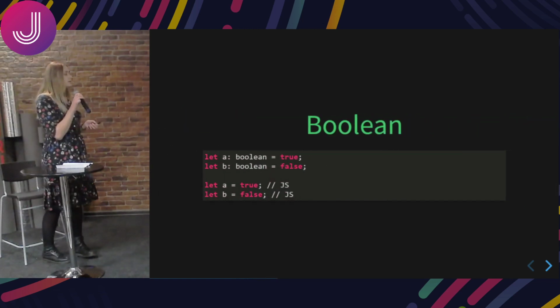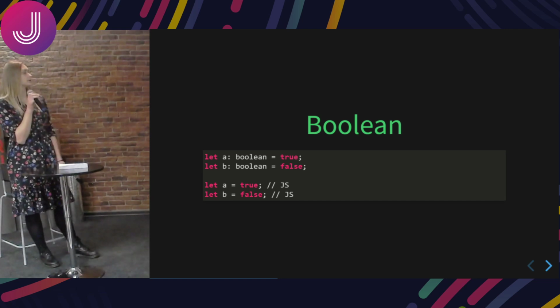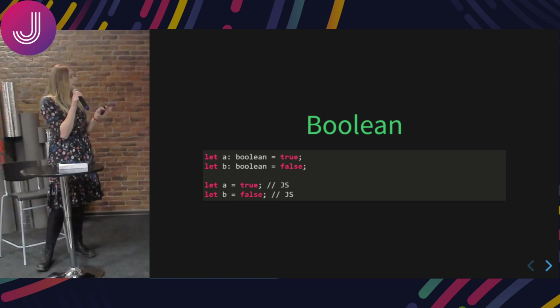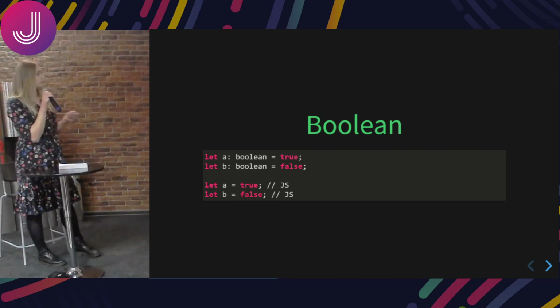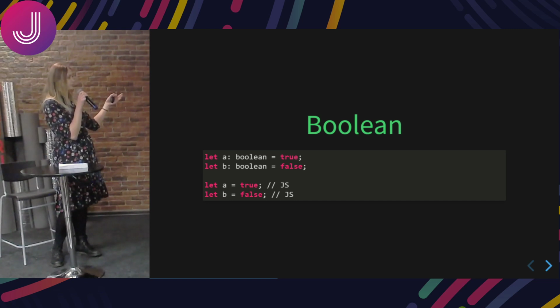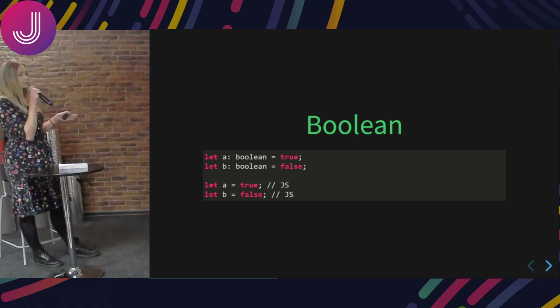So as you know, there are many different types of data, for example, Boolean, number, string, and so on. And I would like to start with Boolean. As you can see on the slide, we declare a variable a and add its type, Boolean, and then we assign the value true. Next is variable b with the type Boolean and value false. When we compile our TypeScript file, we get simple JavaScript where true is assigned to a and false is assigned to b, and no types are displayed in the JavaScript file.